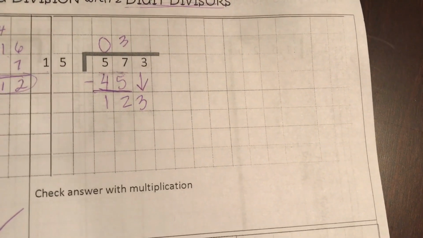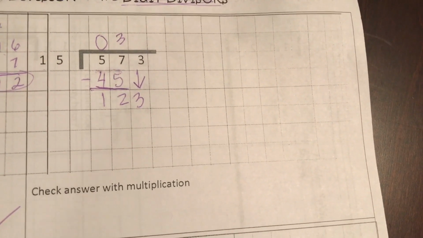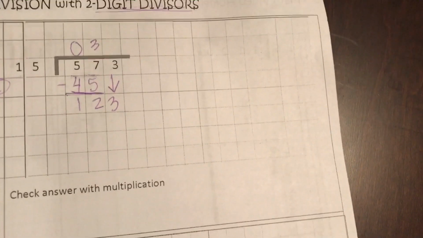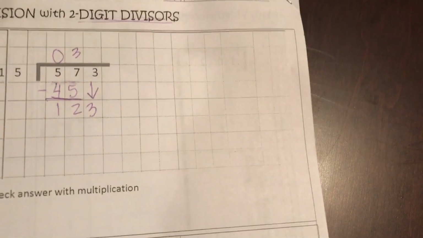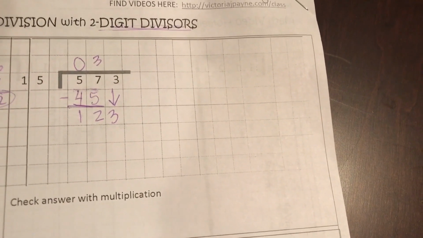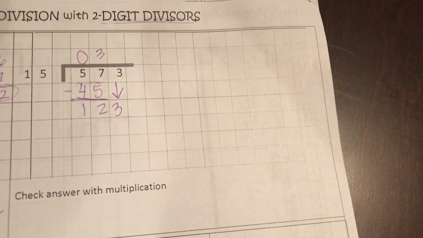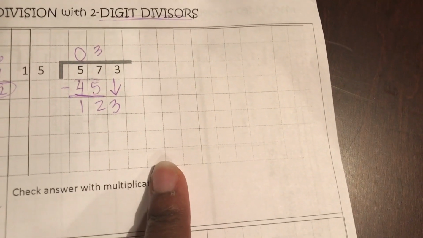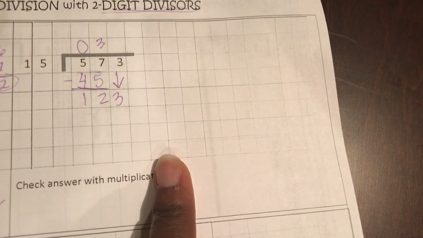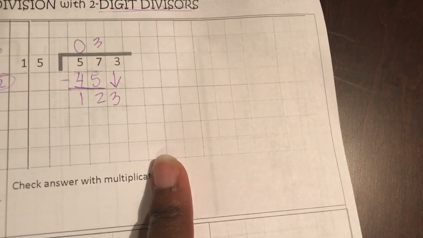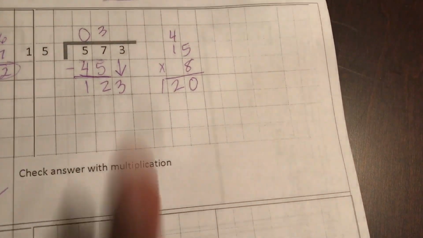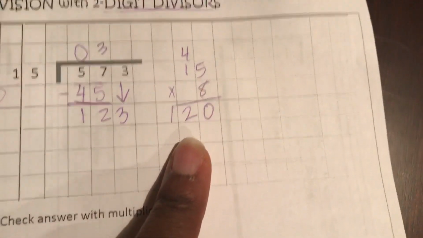Just like in traditional long division, I would bring down the next digit of my dividend. Now I have 123. And I'm thinking, how many times does 15 go into 123? I know that 15 times 6 is 90. So 15 times 7 would be 105. And then 15 times 8, let's check that. 8 times 5 is 40, carry my 4. 1 times 8 is 8, plus 4 would be 12. All right, look, 15 times 8 is 120.